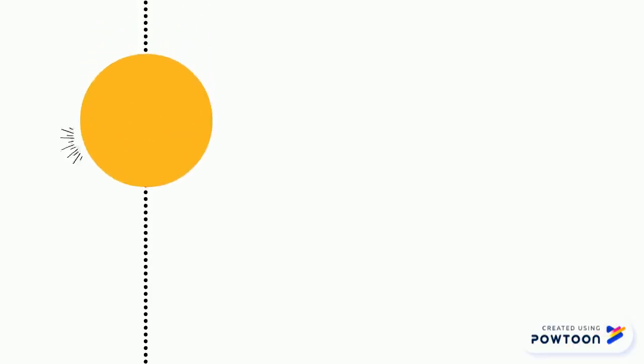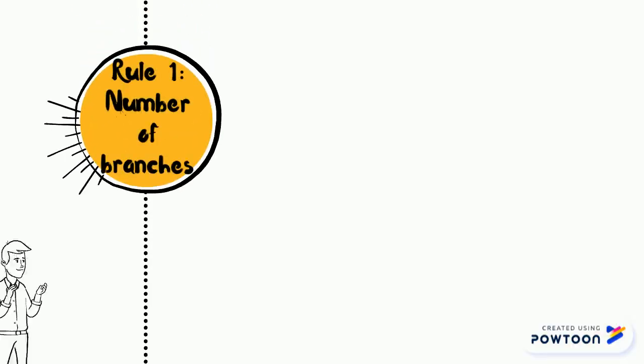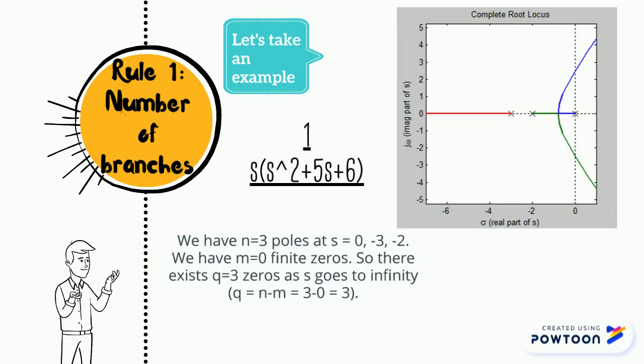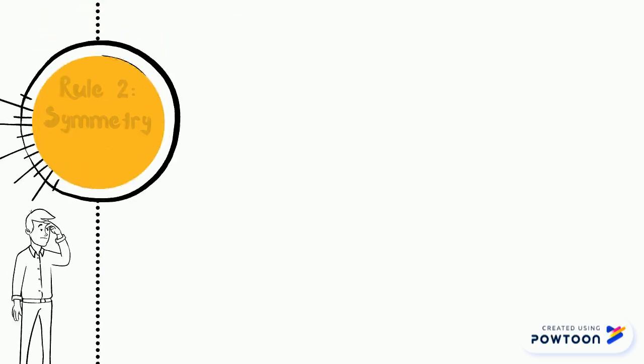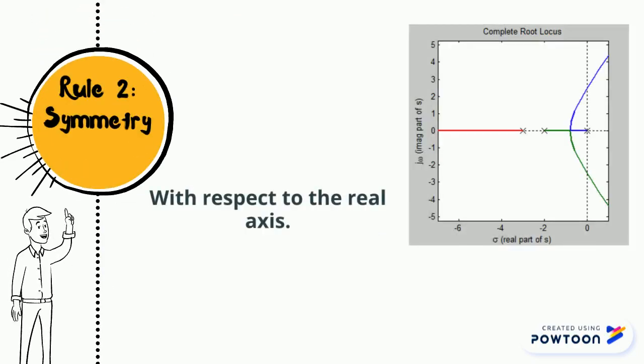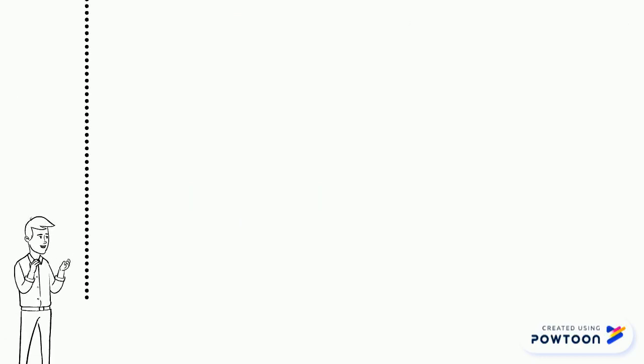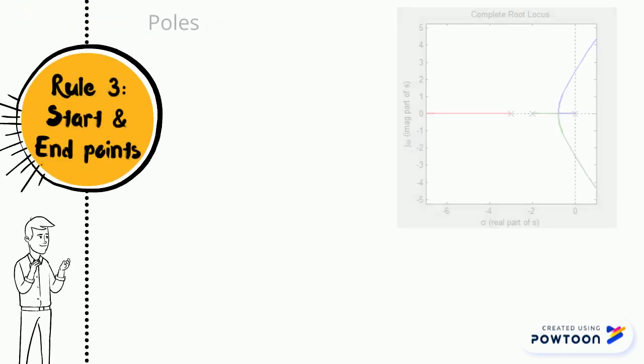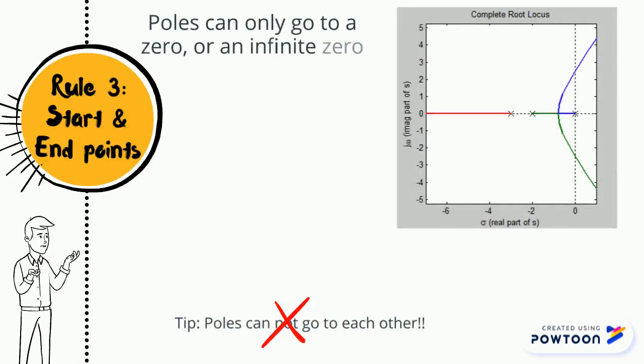We will start with the first rule. The first rule states that the number of branches is equal to the number of poles. In this example, we have 3 poles. The second rule tells us that there is symmetry with respect to the real axis. The poles marked in X can only go to a 0 or to infinity. Poles cannot go to each other.